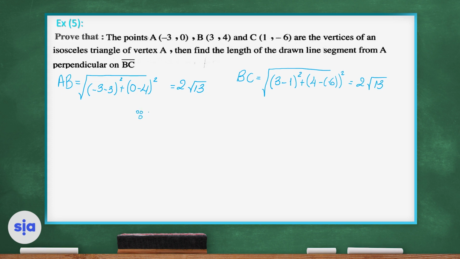Since AB is equal to BC, then triangle ABC is isosceles with vertex A.